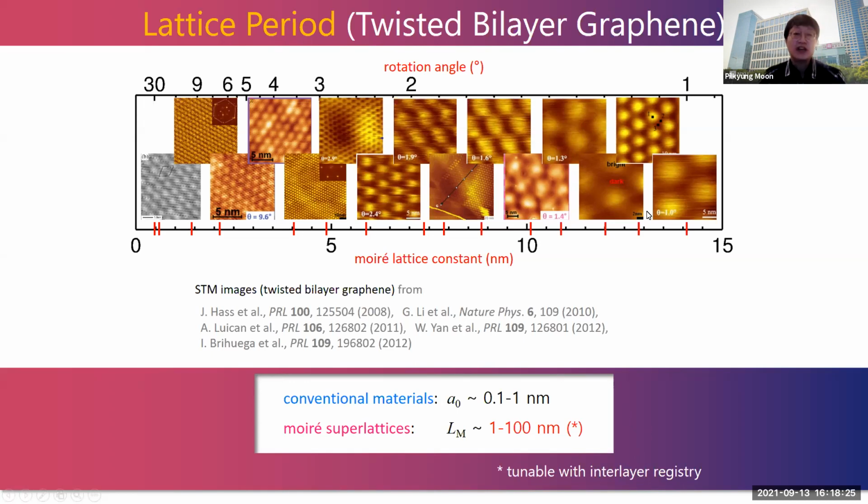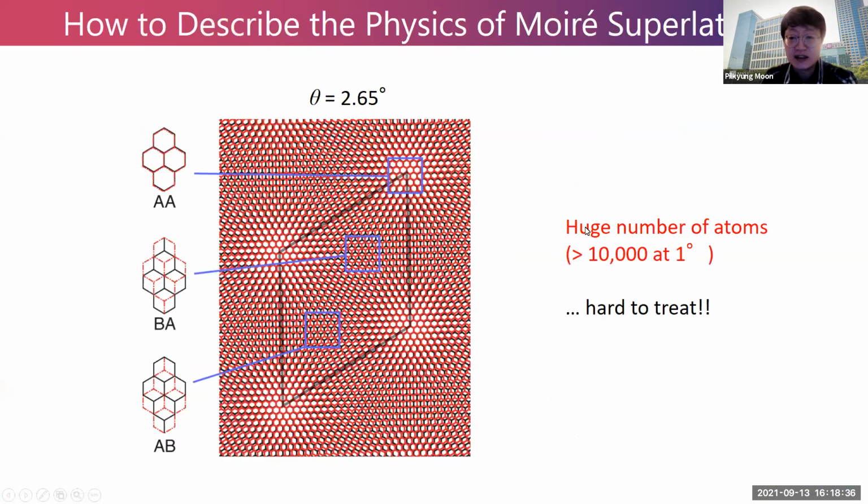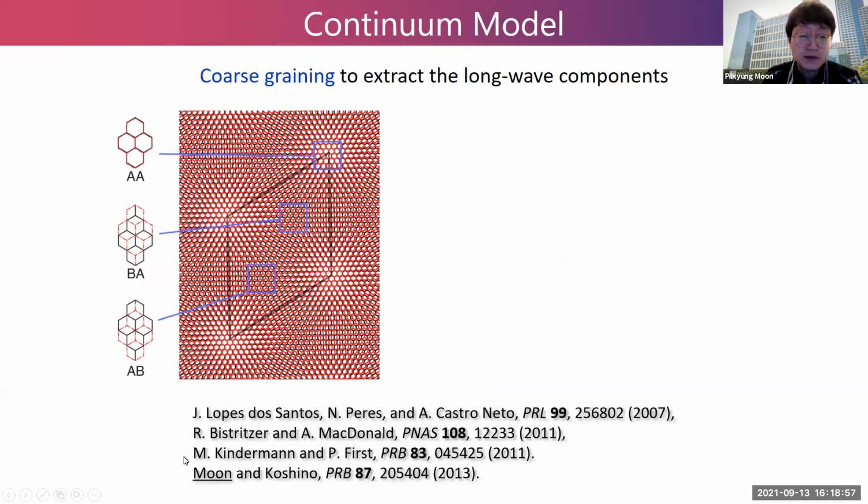Okay, then how can we calculate the physical properties and electronic structures? The number of atoms in a Moire unit cell can be as much as even 10,000. So it's quite difficult to calculate the electronic structure by using density functional theory or the tight binding method. So people developed an efficient and effective model to describe the electronic structure. Various groups developed different approaches, but the results are almost the same.